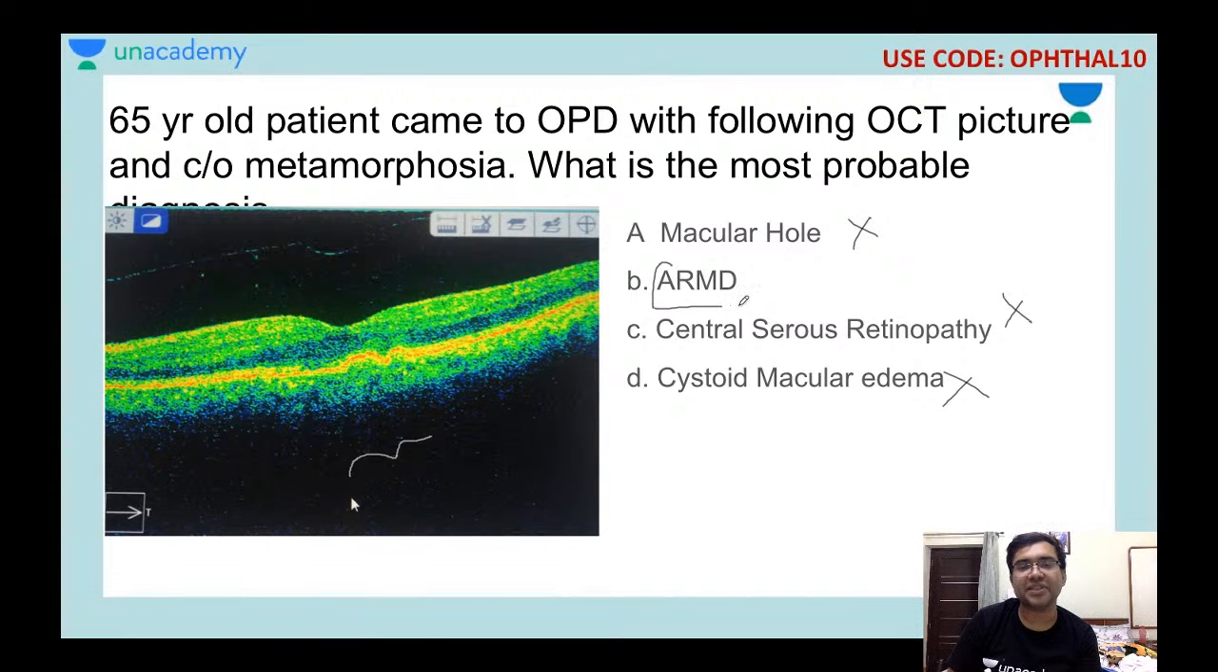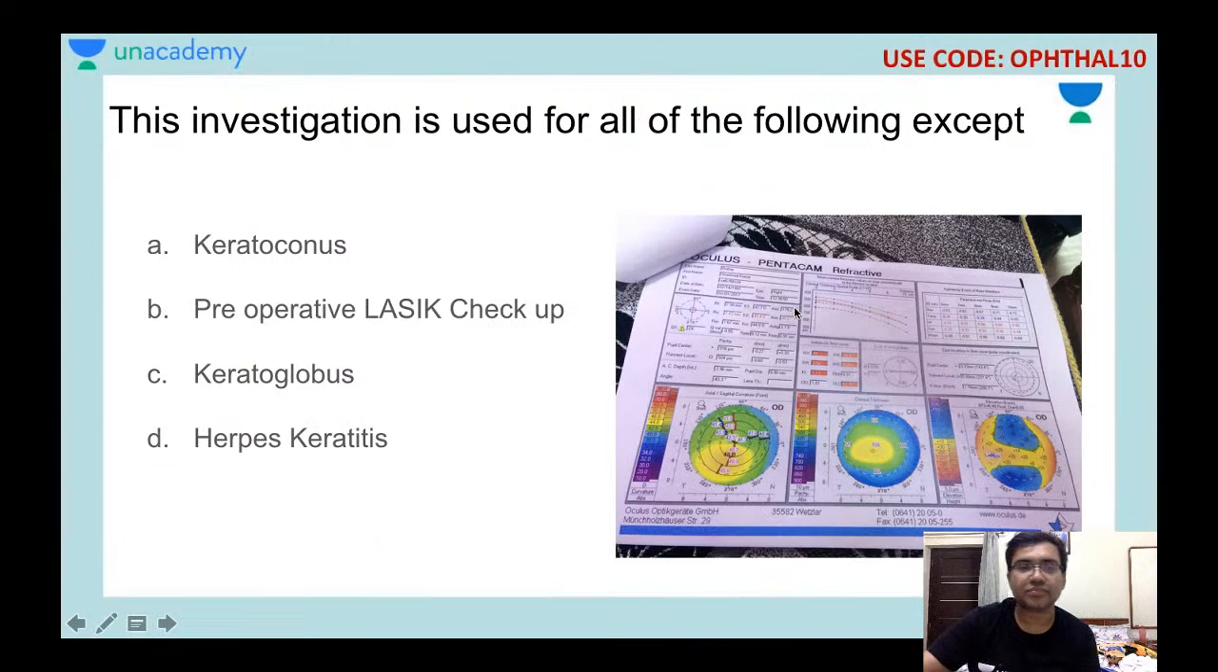This is a patient suffering from ARMD. Also, you can see the age is also corroborating here. So this patient is having ARMD, the age-related macular degeneration. Then we have the next question for you.